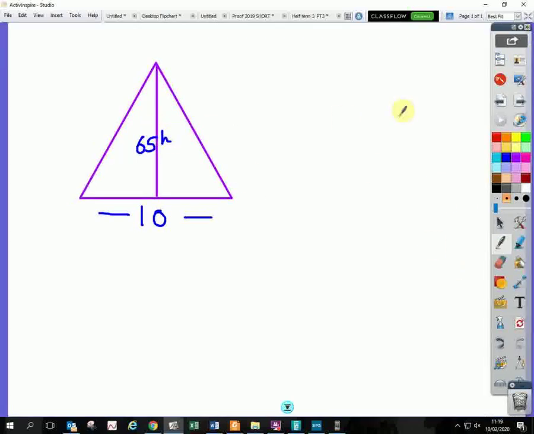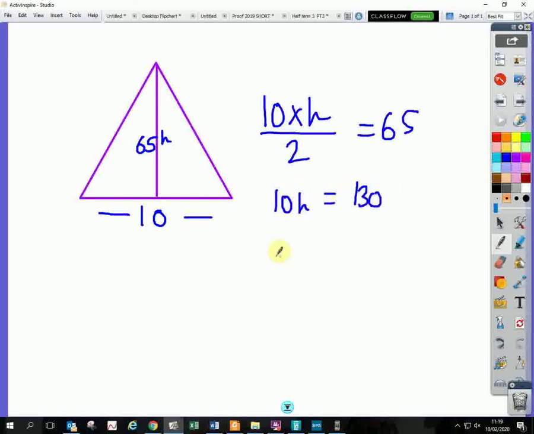So the formula for the area of a triangle is base times height divided by 2. So 10 times h divided by 2 is equal to 65. A little bit of rearrangement. 10 times h equals 130, and 130 divided by 10 is 13. So the height of this triangle is 13. Let's cross that out and write 13 here.